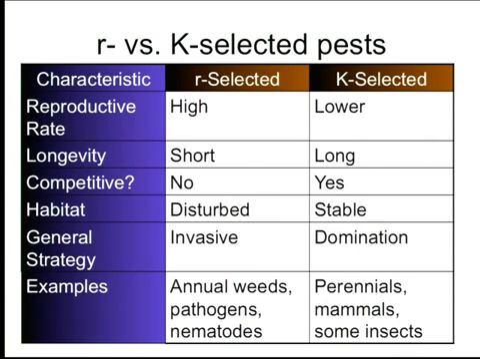Whereas K-selected would be, for example, a worm that is on the leaves attacking one of your crops, but it doesn't reproduce that fast. It can do a lot of damage individually, but it doesn't reproduce that fast. The longevity of the R-selected species is short. Aphids live a very short time, whereas a worm becomes a pupa and then becomes a butterfly and lives a longer time. So they have a longer longevity. And R-selected species like disturbed habitats. The general strategy is by invading. So they suddenly just invade a plot, a garden. That's a strategy.